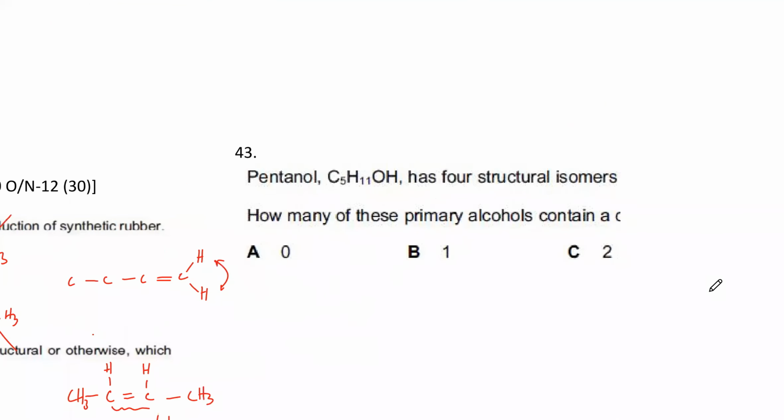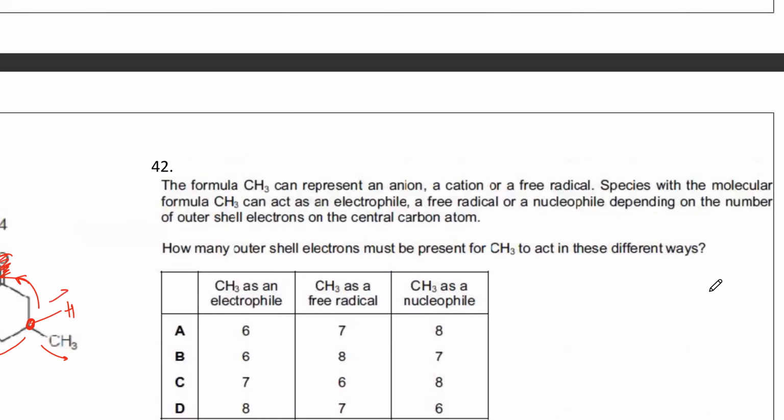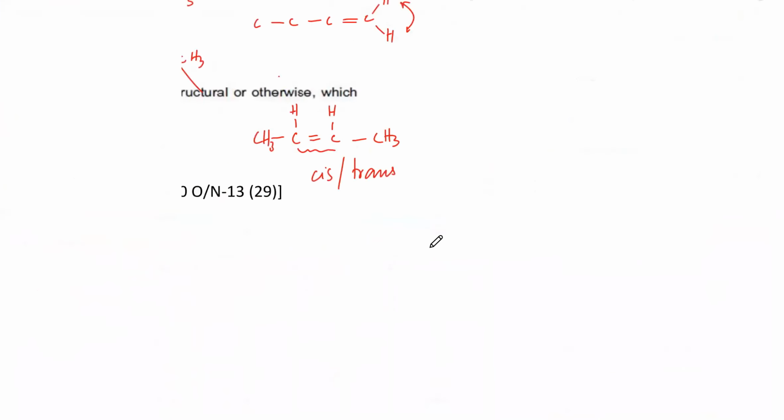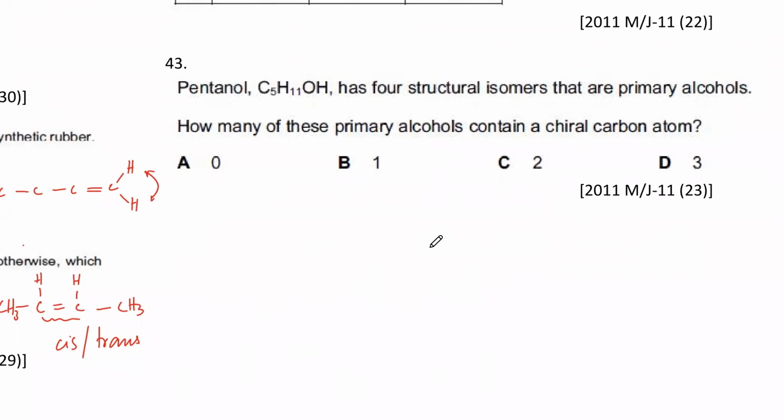So what else? Just a second. So this one is kind of tricky. Should we do this or not? How many of these primary alcohols contain a chiral carbon atom? I'll just quickly explain. This one is slightly tricky, but we should do this. I'll just explain what primary alcohols are.